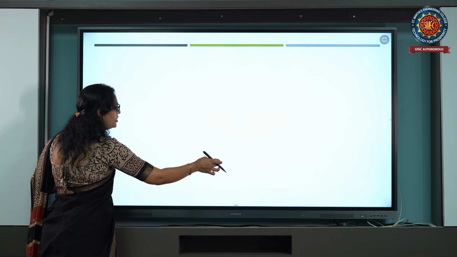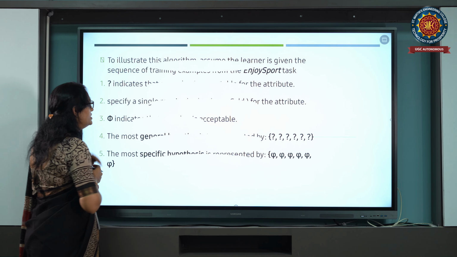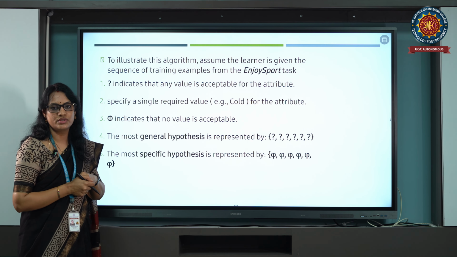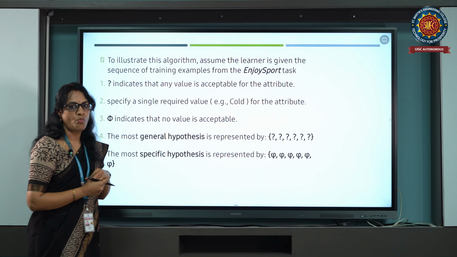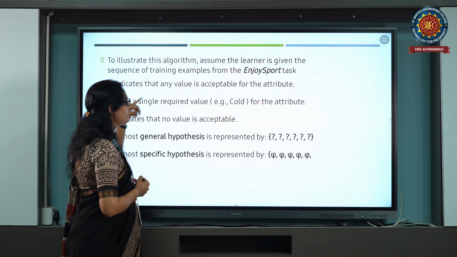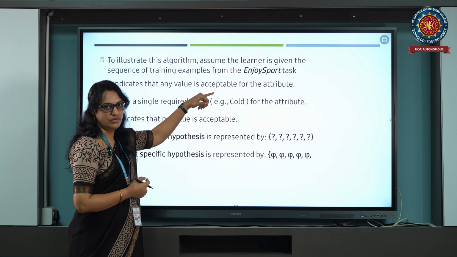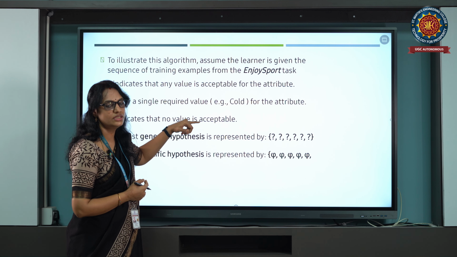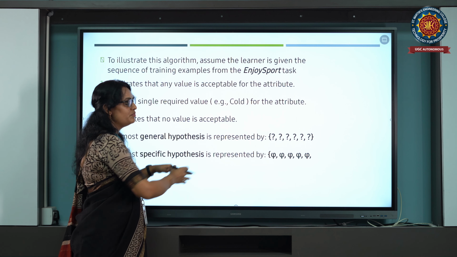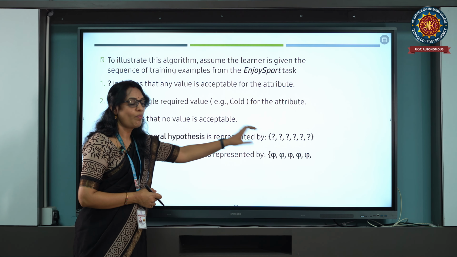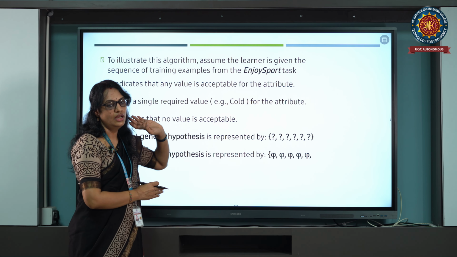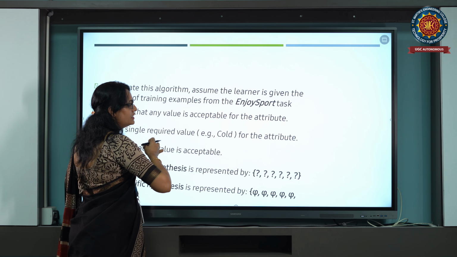Every time I am talking about the most specific hypothesis and the most general hypothesis. We will see what these are. The most general hypothesis will take any value, whereas the most specific hypothesis will not accept any value. So the most general hypothesis we denote with a question mark, and for the most specific hypothesis, we use the null values. Let us go into the example first.